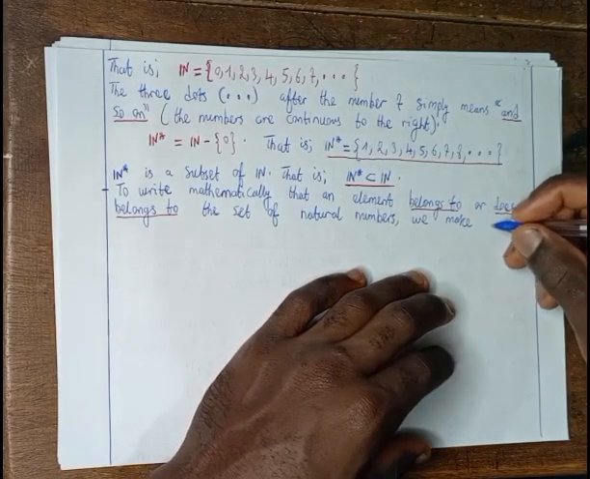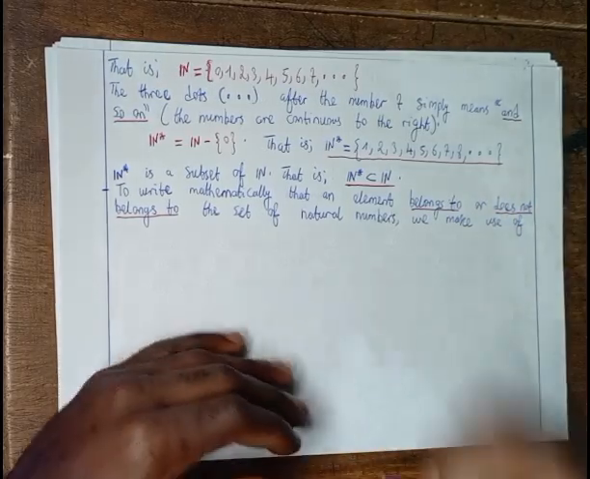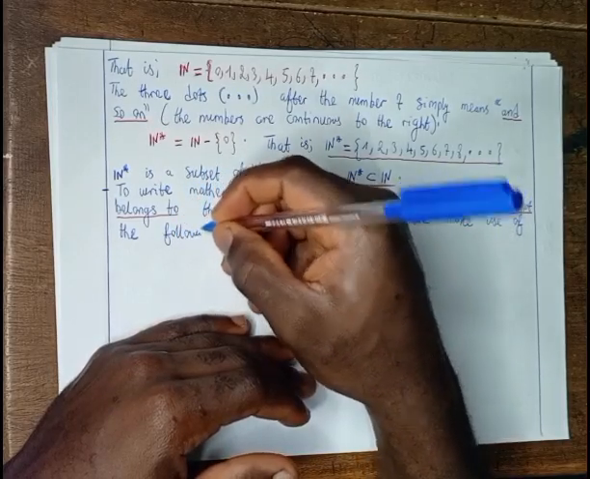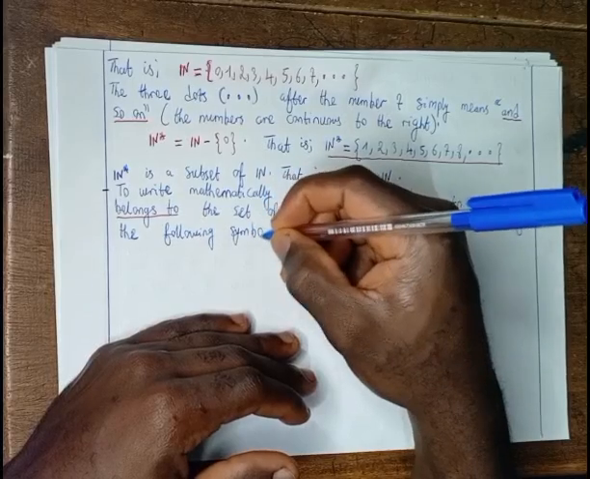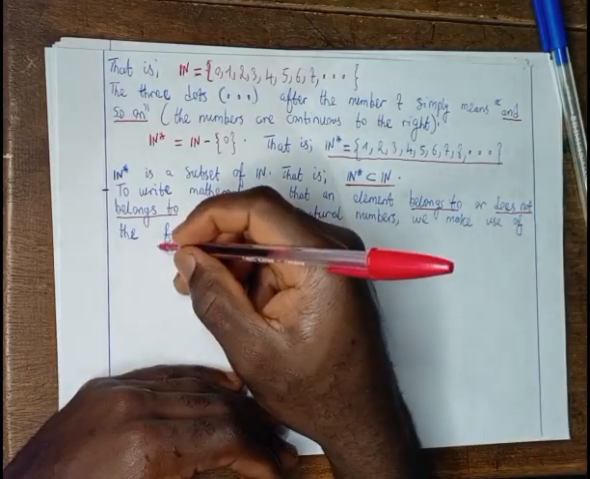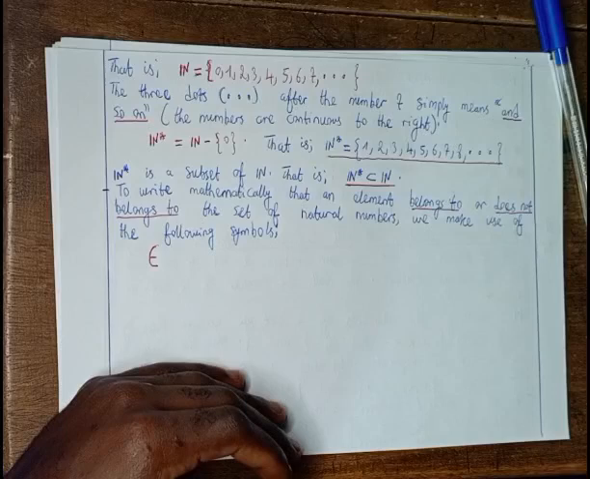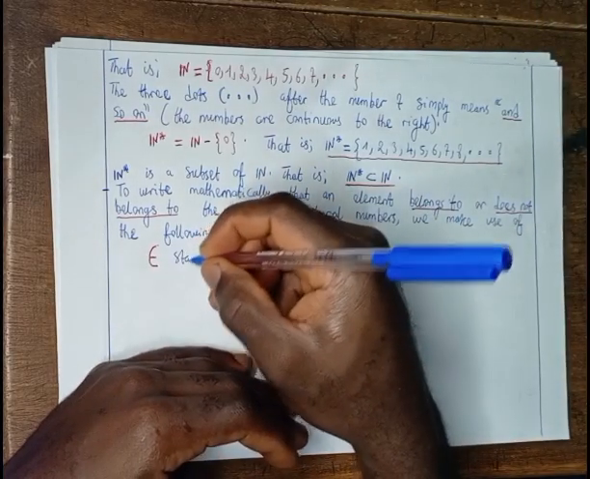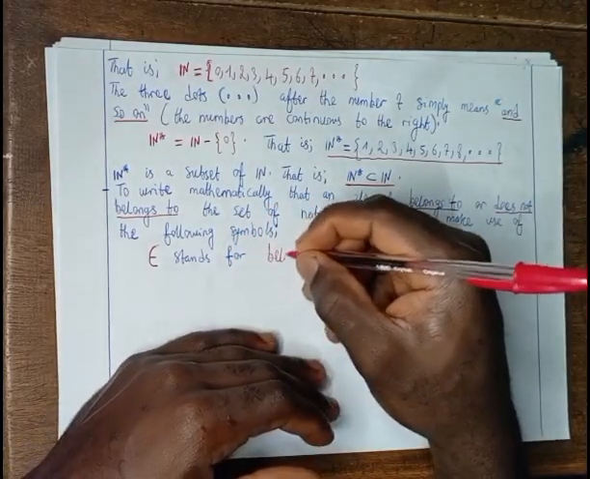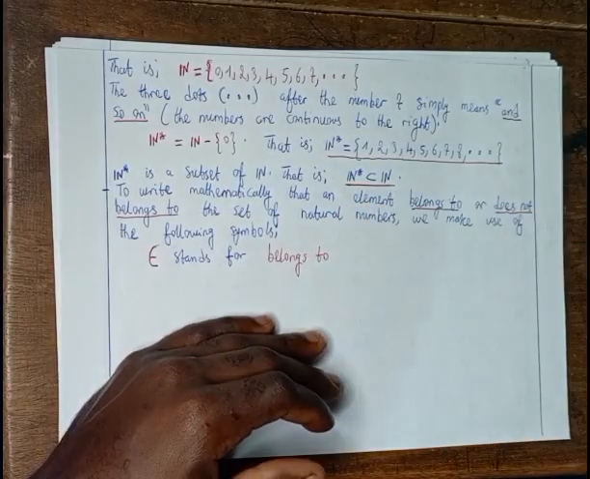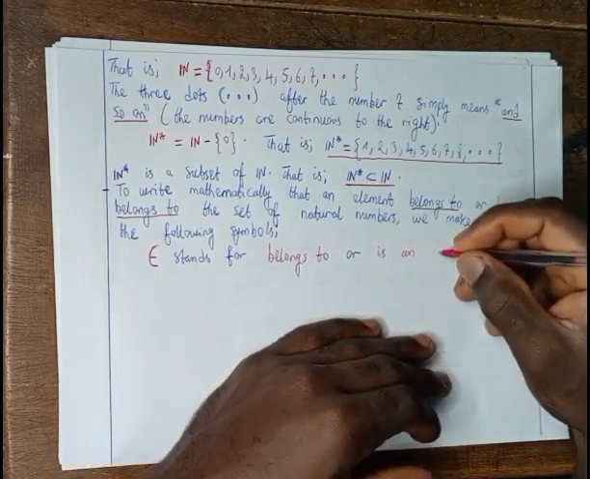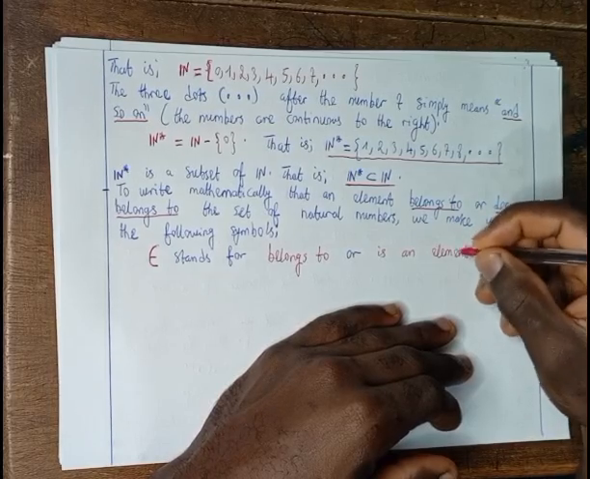We make use of the following symbols. I'll write down the symbols. The first one looks like an E as such. This one stands for belongs to, or is an element of.